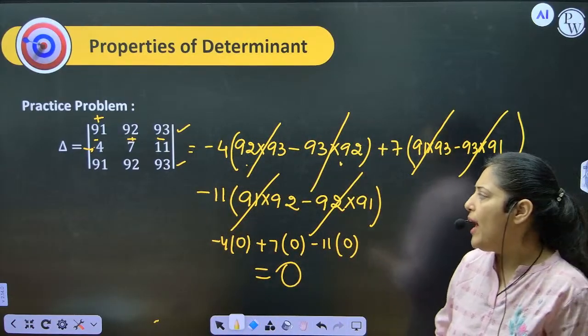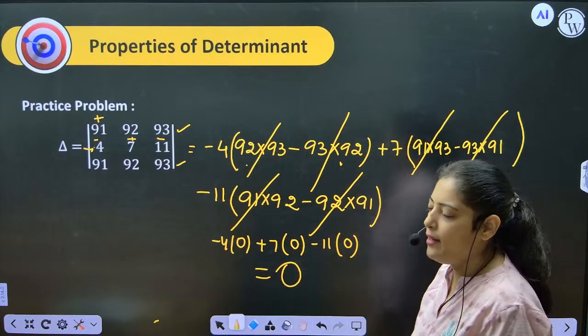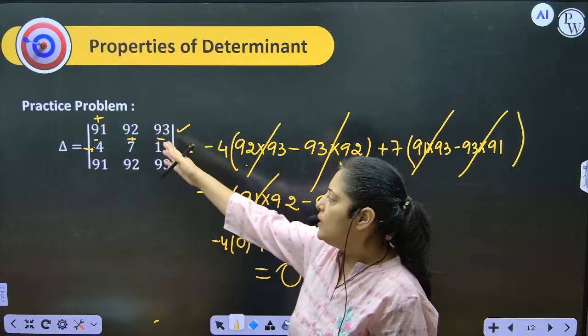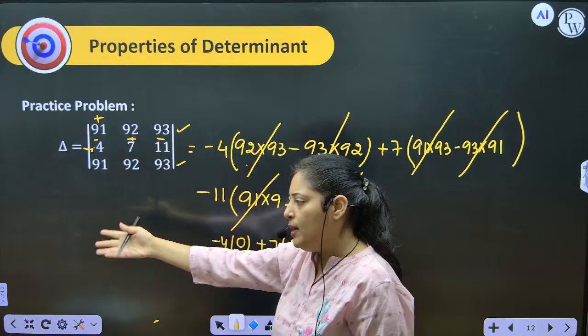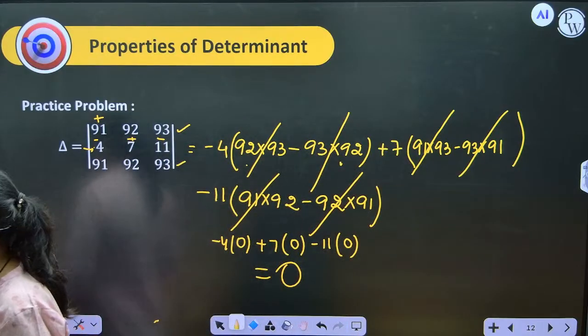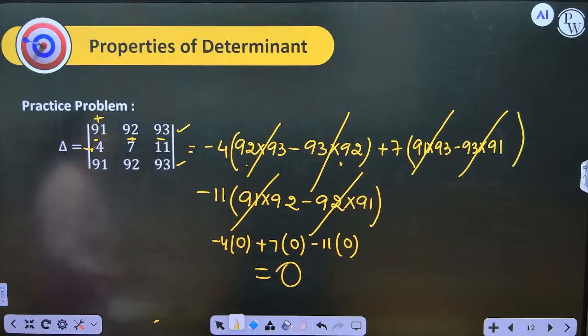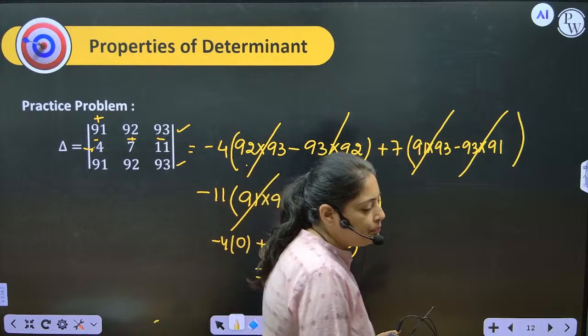So we don't have to do all these stories anytime. What we have to do is, the moment we see two rows or two columns are the same, we'll simply write the answer as 0. This is the proof of the third property which we have done. Write it quickly.